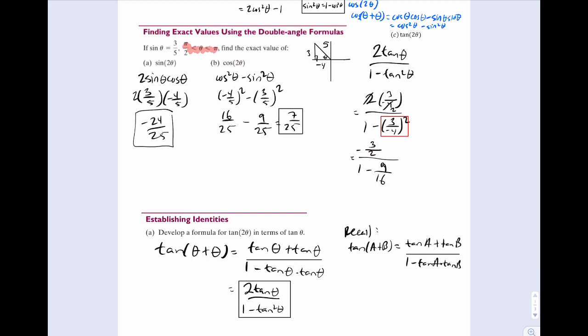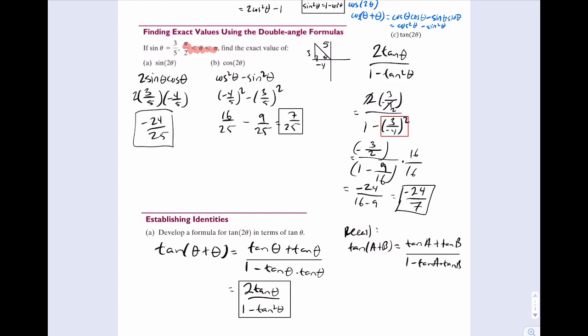Okay, and once you have a complex fraction, I recommend you get rid of all the complex fractions. So multiply by the common denominator, which is just 16 over 16. So now we get negative 24 all over 16 minus 9, which leads us to the answer, which is negative 24 over 7. And there it is.